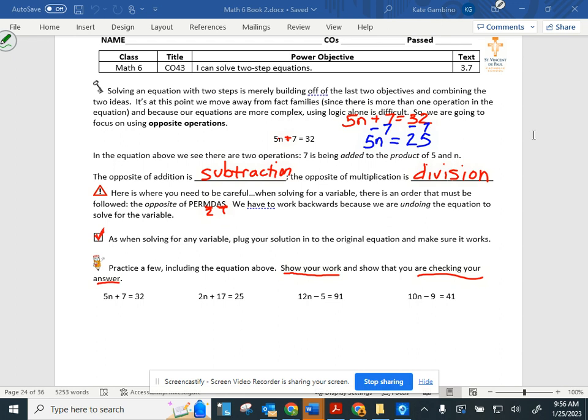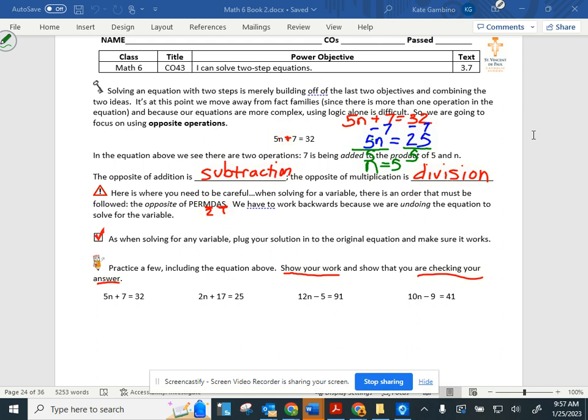Okay. So we know that 5n means 5 times n. So we want to do the opposite, and we're going to divide both sides by 5. So 5 divided by 5 is 1. So we just have to write n because 1 times n is n. 25 divided by 5 is 5. So now I have what n equals.